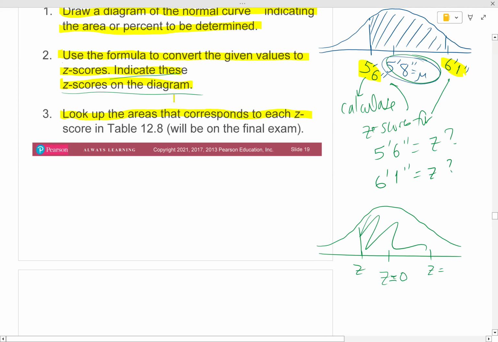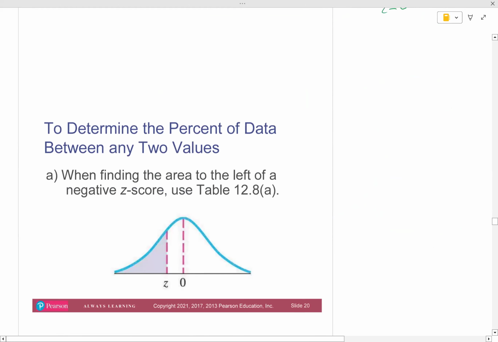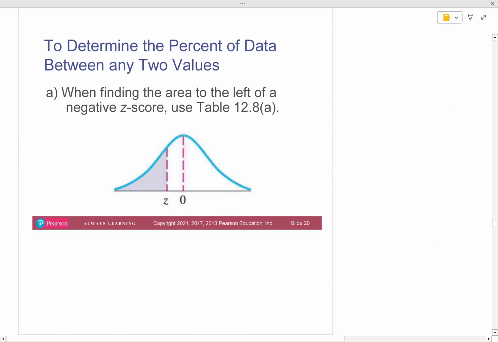And that table, if you need it on the final, it'll be on the final. No need to print it out and bring it, or you don't have to memorize anything. Like I said, it will be on the final exam, so don't worry about it. You don't need to memorize it, just know how to use it. So that's it, and we'll see an example, it'll make a lot more sense. But step by step, let's talk about this a little more. To determine the percent of data between any two values, how do you do that?